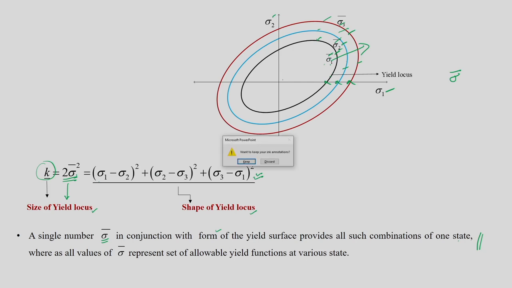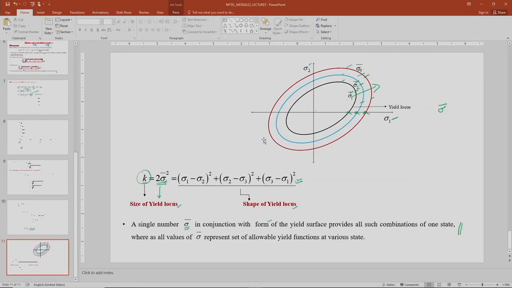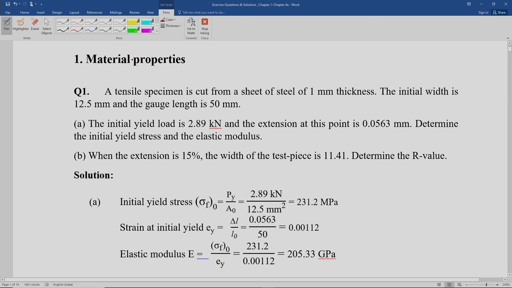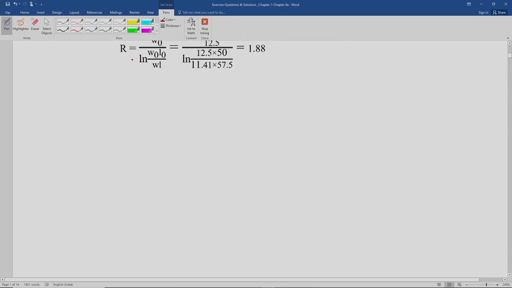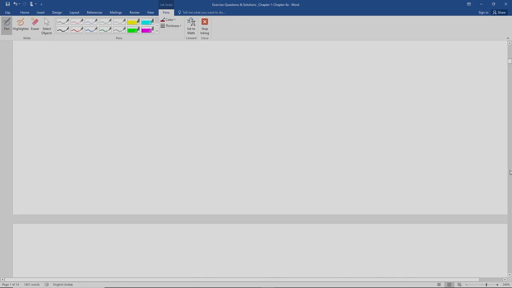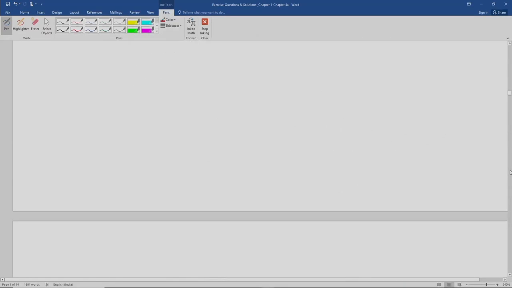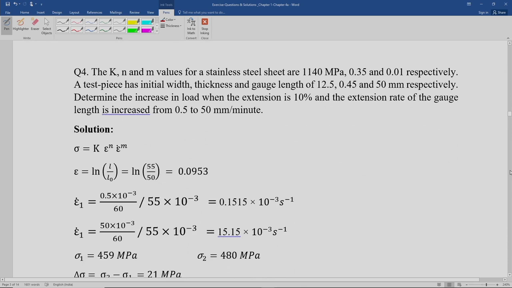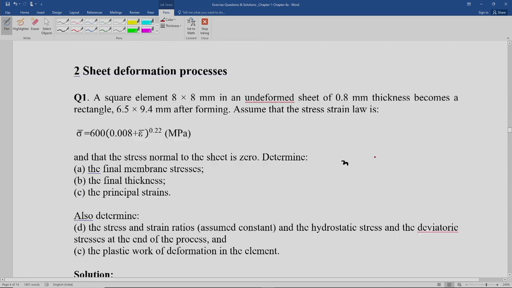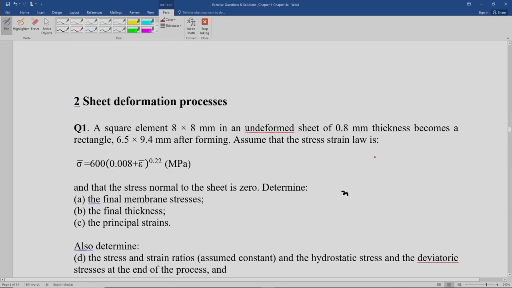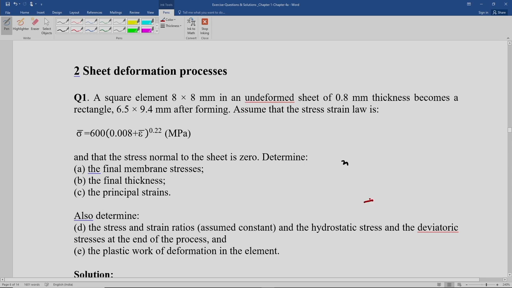So, now what we will do is we will solve a couple of problems so that we understand the application of whatever we discussed in this particular section. So, let us pick up this particular problem. I think this we already solved. Problems 1, 2, 3, a few problems we already solved in the previous chapter. This all we solved. Let us go to this problem, sheet deformation process, correct. Let us go to sheet deformation process.